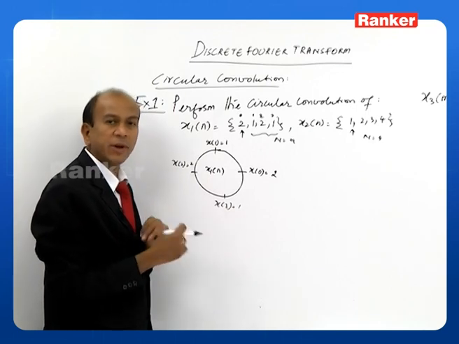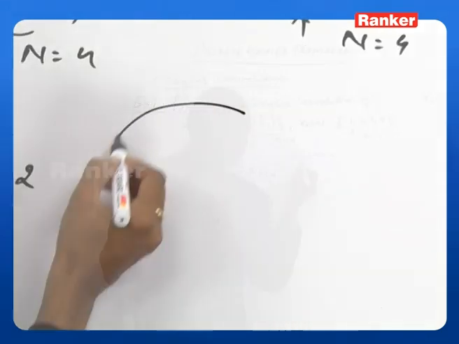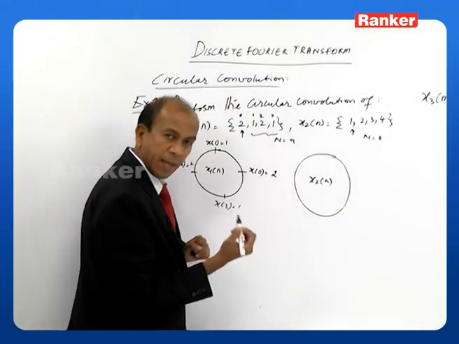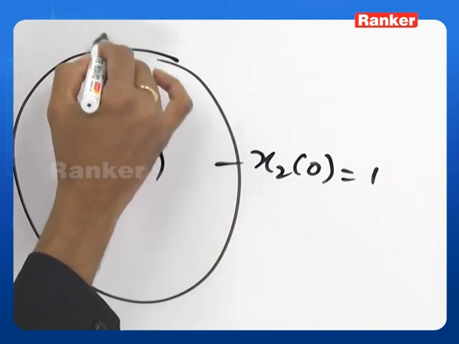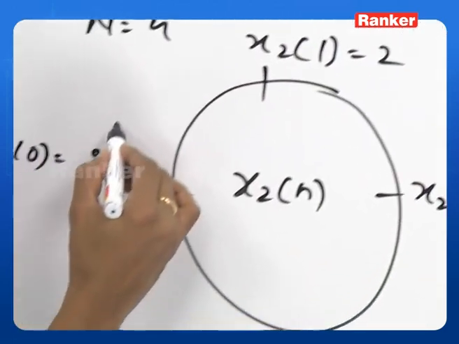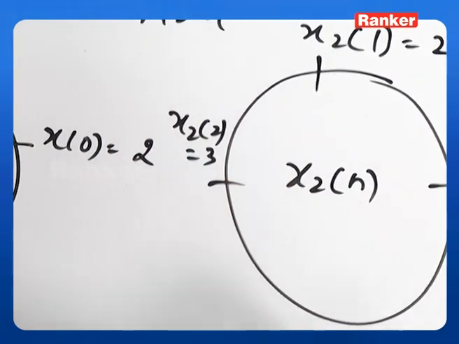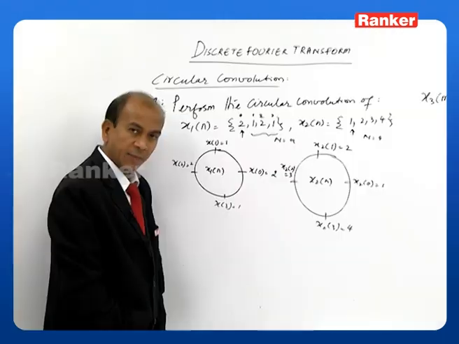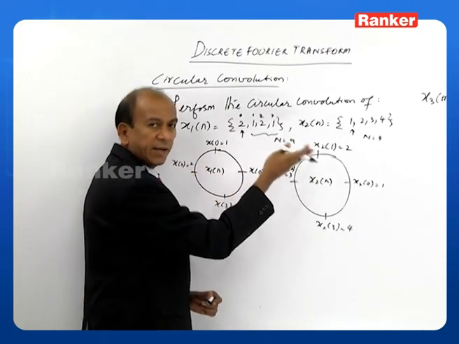Similarly, let us also plot for x2 of n. Okay, this is x2 of n. We follow the same here. So this is x2 of 0, equal to 1. This is x2 of 1, equal to 2. And this is x2 of 2, equal to 3. And this is x2 of 3, equal to 4. So we have plotted in the anti-clockwise direction.